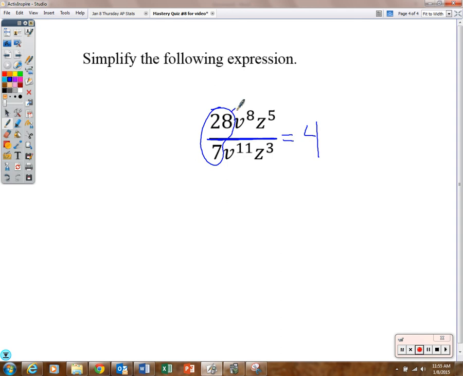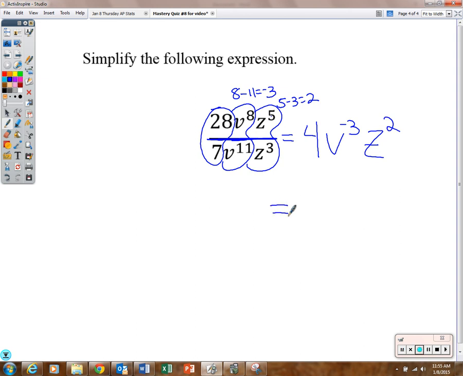Now we're going to take v to the 8th over v to the 11th. Since we're dividing and the bases are both v, that tells us to subtract. So we're going to take 8 minus 11, which gives me negative 3. So I have v to the negative 3 power. Now I'm going to work on the z. I have 5 in the numerator, 3 in the denominator. So again, I'm going to subtract the exponents. 5 minus 3 is 2. So I have z squared.